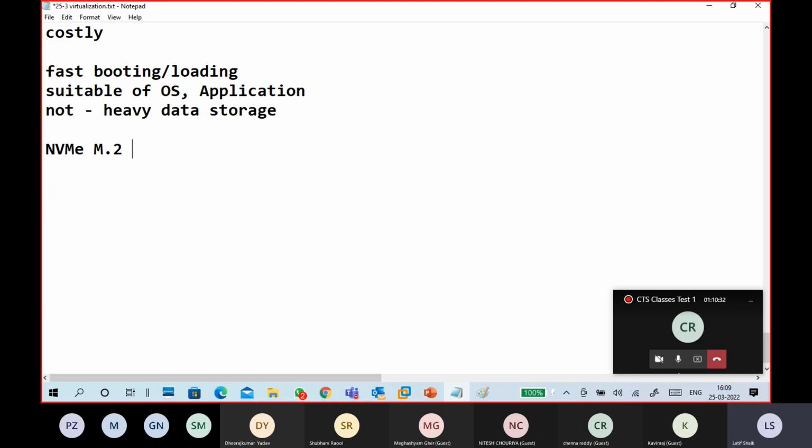M.2, this type of NAND SSD, and in NAND SSDs, all are NAND only, and SATA 3. So two versions are there, guys. Okay, this is faster, this is slower. Only the interface is the difference.